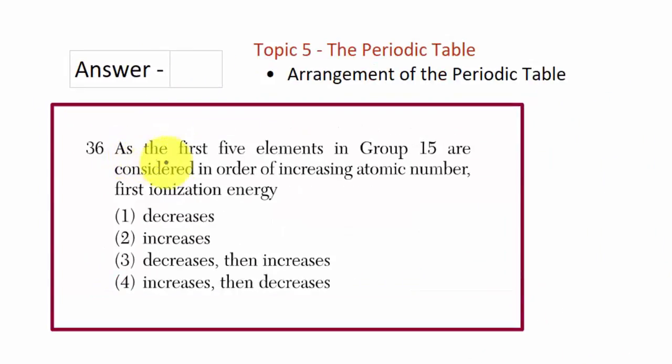Question number 36. As the first 5 elements in group 15 are considered in order of increasing atomic number, that would be from top to bottom in the group, the first ionization energy does what? Increase, decrease, decrease then increase, or increase then decrease? Well, the only way to really get this answer is to look up those numbers, or if you happen to remember, the pattern on the periodic table is that ionization energy generally decreases as you go from top to bottom through a group. But let's look more closely.